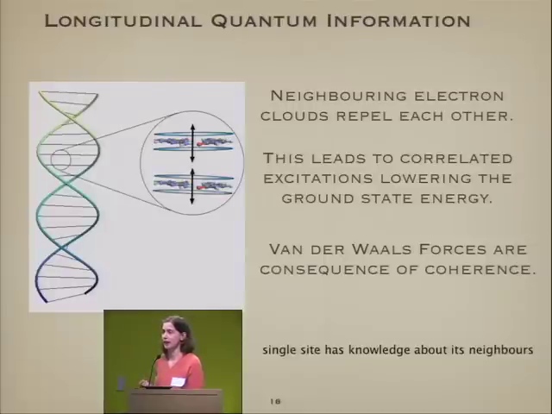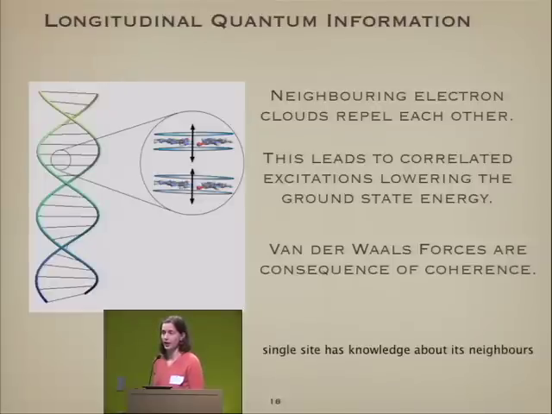So now it happens that these electron clouds carry negative charge. And we know that adjacent negative electron clouds will repel each other. The intriguing thing is that this actually leads to correlated excitations lowering the ground state energies. So different charge clouds kick each other, and then they redistribute their charge distributions, and that can actually lower the ground state energy. Now, that effect is called van der Waals interaction, or van der Waals forces. And you actually need the coherence between neighboring sites to get the attractive part of the force.